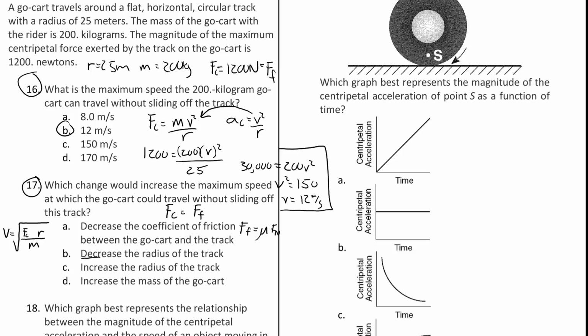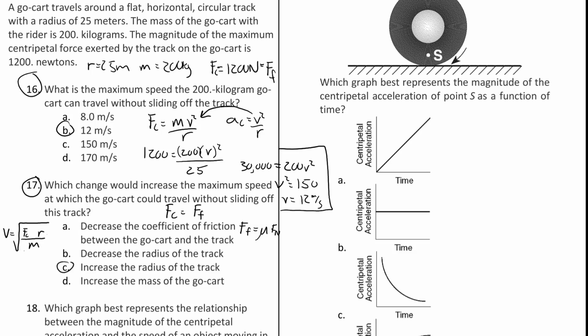So let's see, what happens if we decrease the radius? What happens to our velocity? Well, they're related like that. If you decrease the radius, the velocity will decrease. If you increase the radius, the velocity that you can achieve will also increase, which is what we're looking for. So that's looking good right now. Everything else so far has decreased our maximum velocity, but C is looking good.